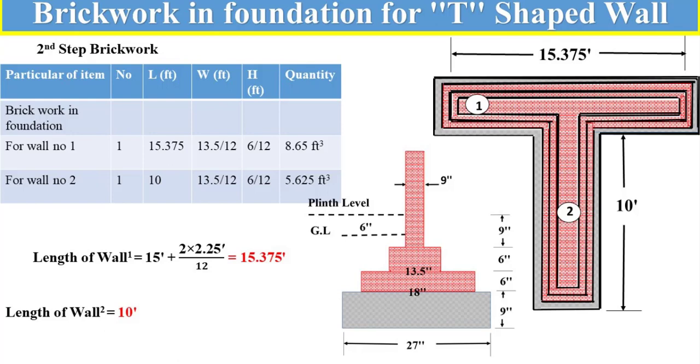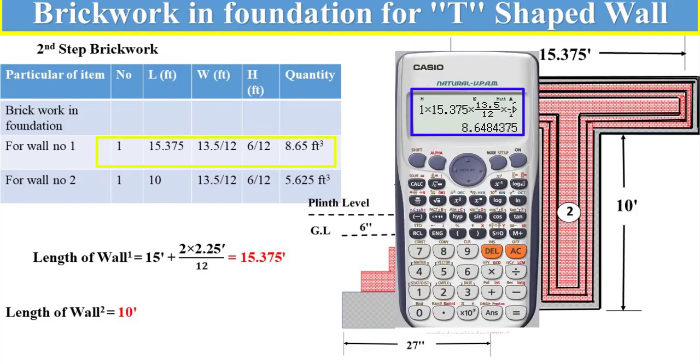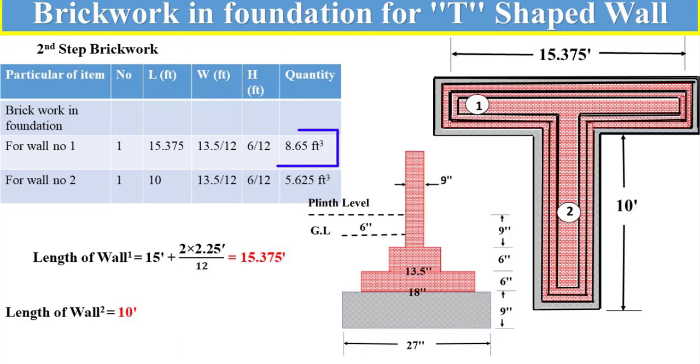For the brickwork in foundation for wall number 1 and 2 in second footing, we need the length of wall number 1 in second footing, that is 15.375 feet. The width of the wall in second footing is 13.5 inches. The thickness of second footing is 6 inches. For the total quantity of brickwork in second footing for wall number 1, multiply 15.375 multiply 13.5 divided by 12 multiply 6 divided by 12. So the total quantity of brickwork in second footing for wall number 1 is 8.65 cubic feet.